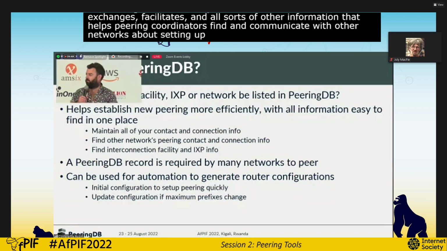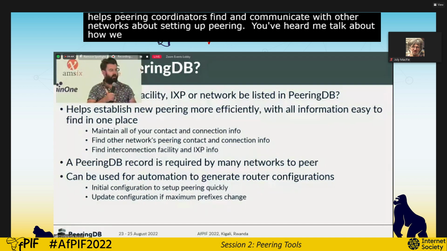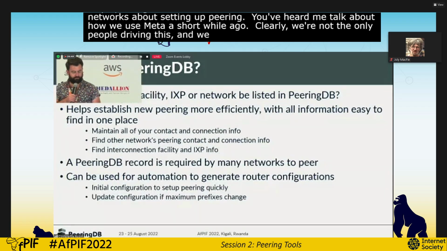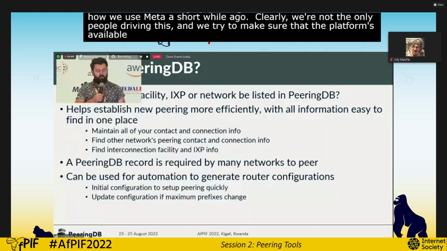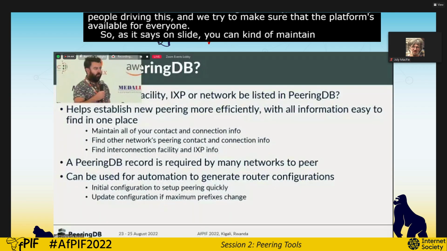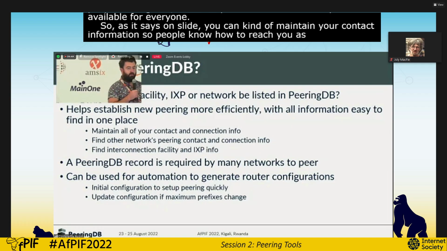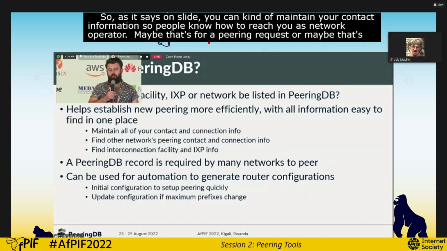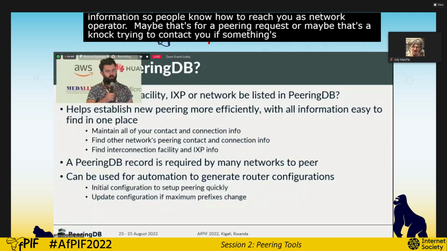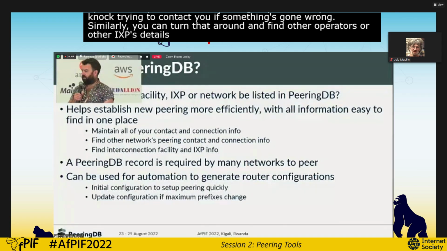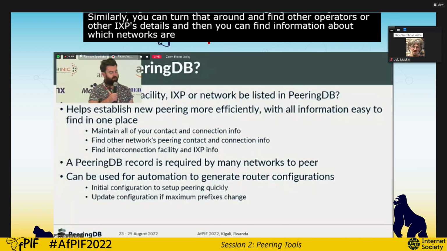Obviously, you heard me talk about how we use it at Meta a short while ago. Clearly, we're not the only people trying to drive this, and we're trying to make sure that the platform's available for everyone. As it says on the slide, you can maintain your contact information so people know how to reach you as a network operator. Maybe that is for a peering request, or maybe that's a NOC trying to contact you if something's gone wrong. Similarly, you can turn that around and find other operators' or other IXPs' details. And you can also find information about which networks are connected where and which networks are built into which data centers.